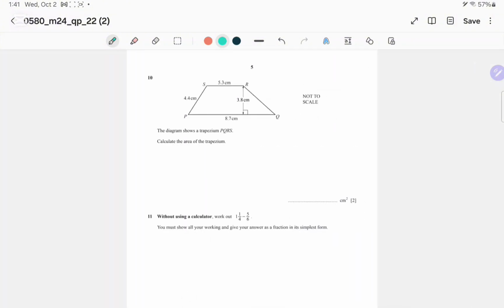The next part of this question, a diagram shows a trapezium PQRS. Calculate the area of the trapezium. So the area of the trapezium formula, we remember how to write. Area is equal to 1 by 2 into a plus b, into h, the perpendicular height. This h is the perpendicular height, not the slanting part, you should not include that. So half into a, the greater length 8.7, plus 5.3, into the perpendicular height, this one we have to include, it is 3.8.